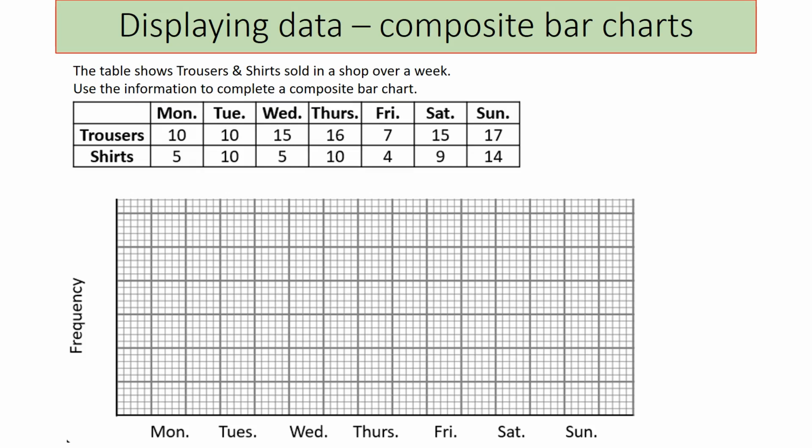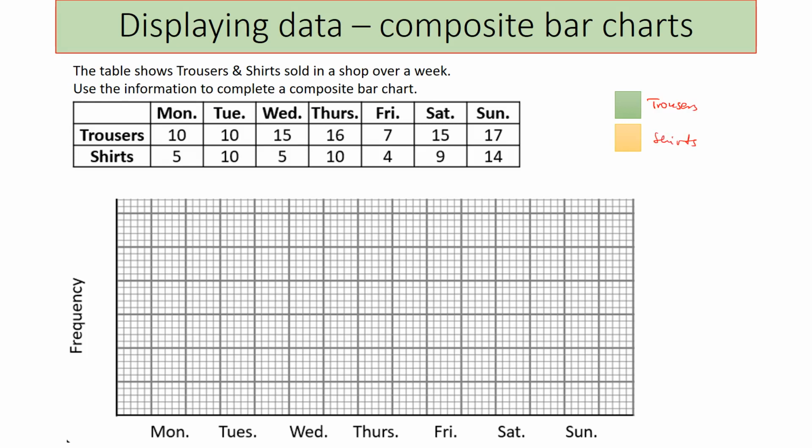And the last thing we're going to look at is how to plot a composite bar chart. First thing you need is the key. So I'm going to use green and yellow. I'm going to use green for trousers and then yellow for shirts.